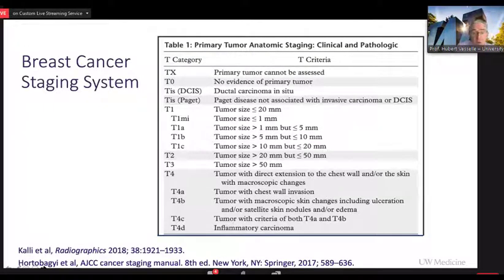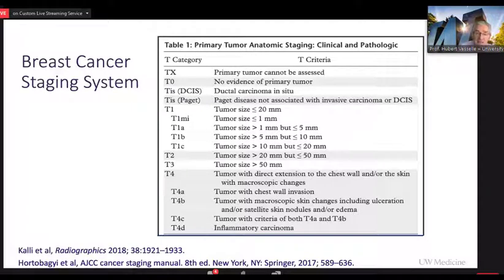So first of all, the TNM is based on a set of T descriptors, the primary tumor descriptors. We're not going to go through all of them, but they are mostly based on the size of the tumor, a T1 tumor being less than 2 centimeters in diameter, T2 between 2 and 5 centimeters, T3 greater than 5 centimeters, and T4 is generally a tumor with direct extension to the chest wall and/or the skin with microscopic changes. There are subsets of this, but that is the main idea.